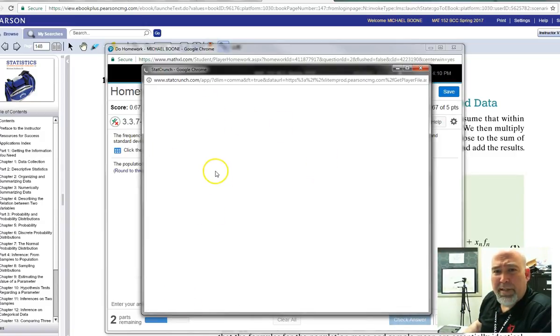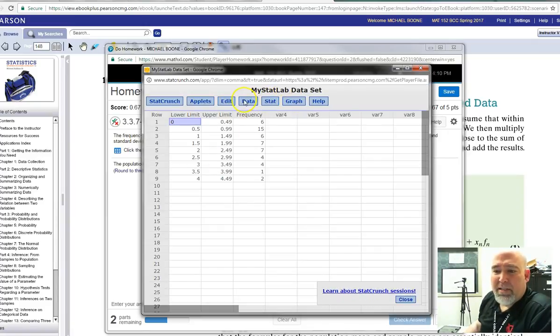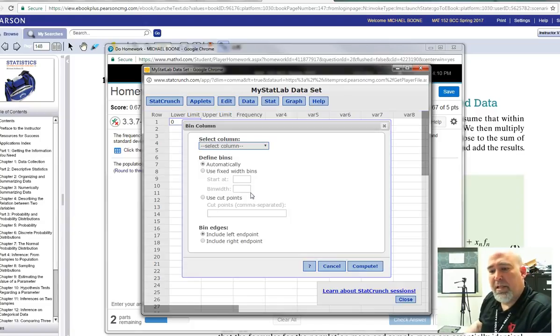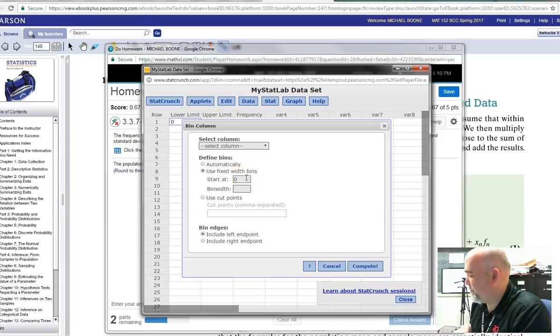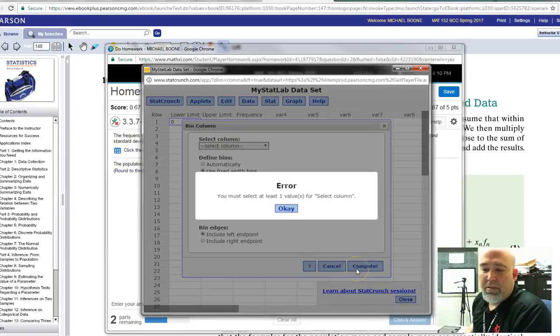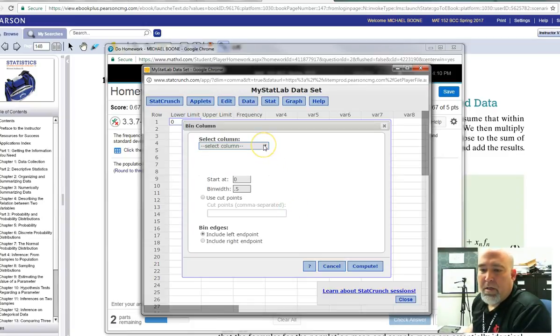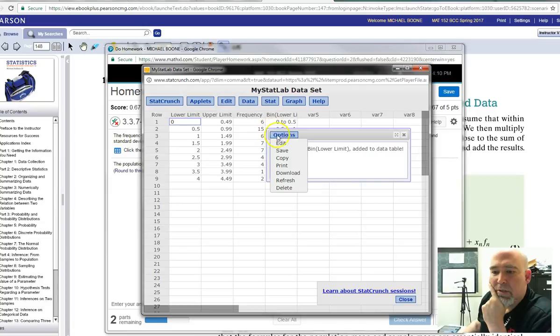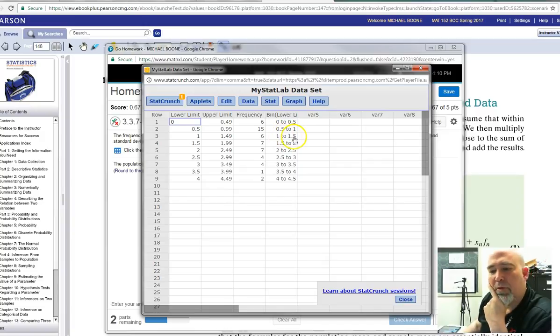StatCrunch puts them in with a lower limit and an upper limit. We'll see in a second. But I would really like to see them in bins. And since they told us what we start with, like we start with 0 and we go in increments of 0.5, we can create our own bins. So with our lower limit, we go from 0 to 0.5, from 0.5 to 1, from 1 to 1.5. And so that's roughly what we have over here.